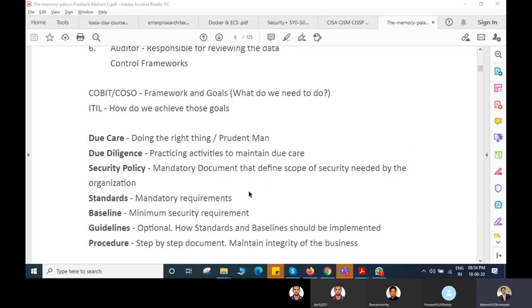So standards: if you are going to implement firewalls in the company, mobile device management, or email management solutions, what are the standards for your mobile device management? What are the standards for your firewall? Suppose your company is PCI DSS, Payment Card Industry compliance, and in the payment card industry.